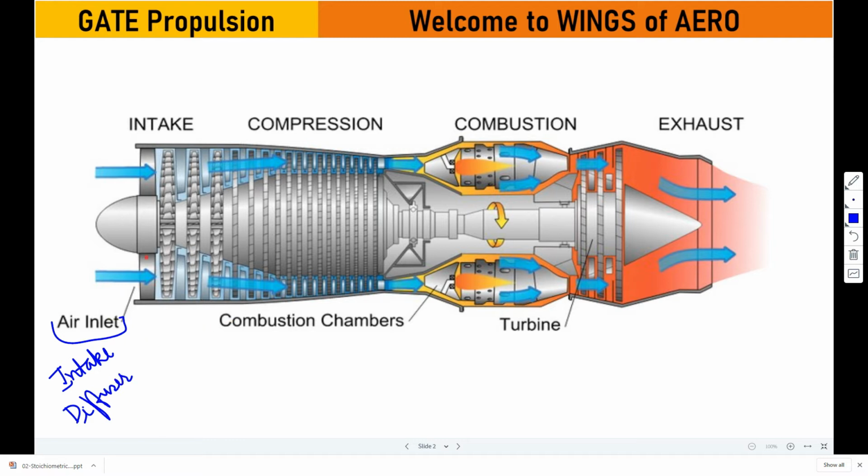Next is followed by a compressor. Compressors have many different types which are used in the aerospace industry. One is a centrifugal compressor, another is an axial compressor. When we talk about an axial compressor, that means it will have alternating rotors and stators. In axial we'll have different stages, multiple stages if you want to add, so you have to use the axial compressor.